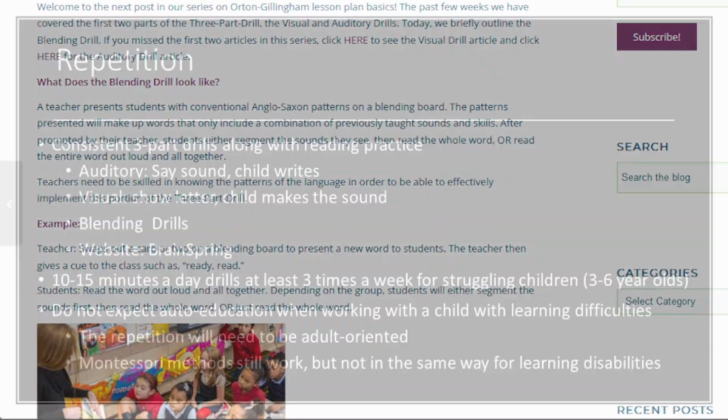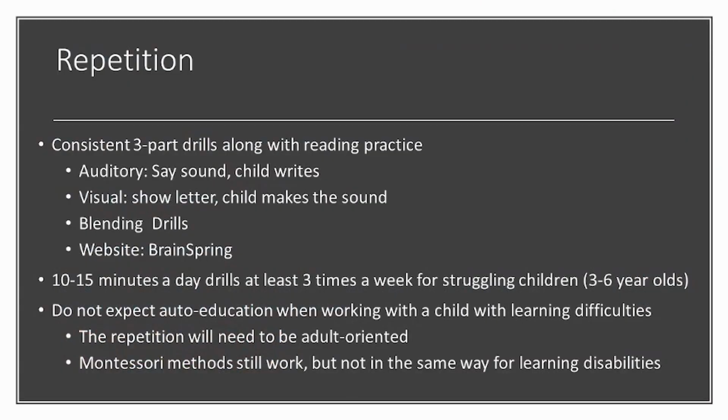And let's go back to looking at repetition again. So we want to have consistent drills. We want to have a consistent way of doing things, and we need to repeat that on a regular basis. Now, for the 3 to 6 year old age group, we don't want to go overboard. We don't want to force the child to work too long on this. The goal for my age group, for that 3 to 6 age group, is really 10 to 15 minutes a day, at least 3 times a week, for children who are struggling with phonological awareness, with phonemic awareness, with the phonics system. So doing 10 to 15 minutes a day of these auditory drills, the visual drills, and the blending drills is going to be really helpful.